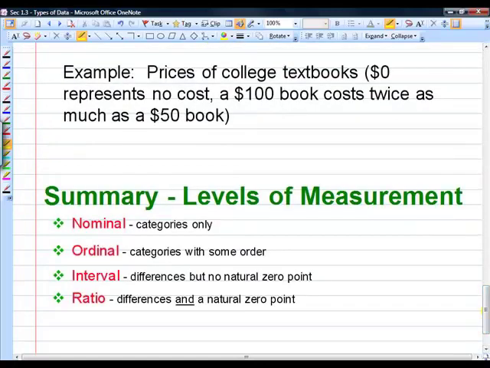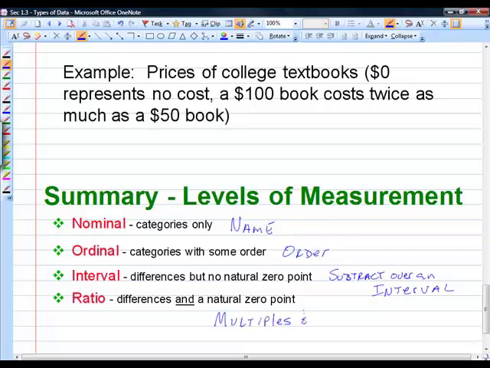So in summary, your 4 levels of measurement that we're going to be looking at for data in here are nominal, that are categories only. Think name. Nominal sounds like name, right? It's name only. Ordinal means that we have order. Interval means that we can subtract. And ratio means that there are differences and a natural zero starting point, which allows multiples and ratios to make sense.